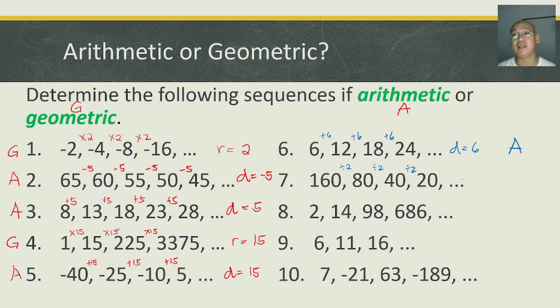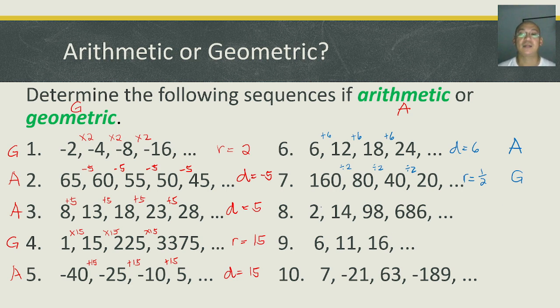Then if we are dividing, the common ratio will become a fraction. What is the fraction for dividing by 2? That is 1/2. As we are dividing, the sequence is a geometric sequence.